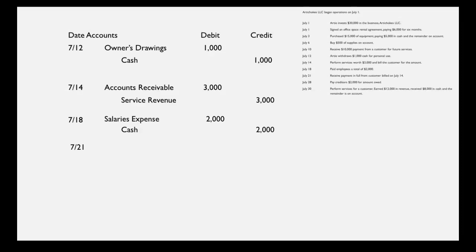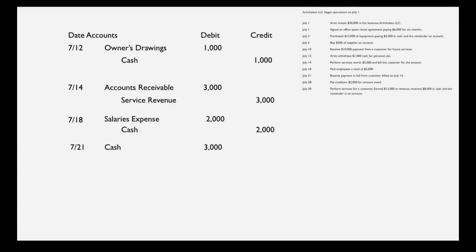Now, on July 21st, we receive payment in full from the customer that we billed back on the 14th. Right, so back on July 14th, we billed our customers $3,000. Here on the 21st, they are now paying us back. So, what are we getting as the company? We are receiving payment, which means that we're getting cash. Right? We are getting cash, so we want to increase our cash by that 3,000. So, we debit our cash to make that account go up.